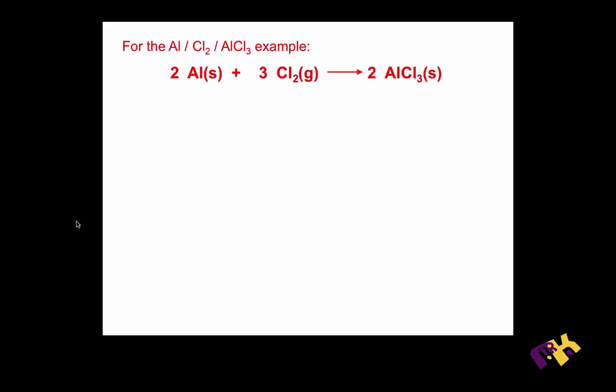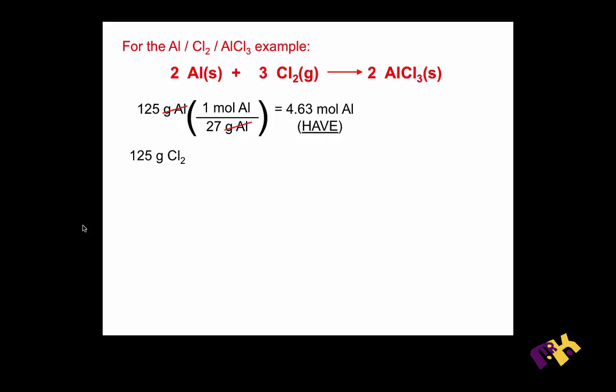So if we use the aluminum chloride making aluminum chloride from previous, right? Remember we mentioned that we're going to consider we had 125 grams of each. And we talked about which one would actually limit the reaction. I think we said the chlorine gas would run out first. Well, we first would want to convert both of these to moles, right?